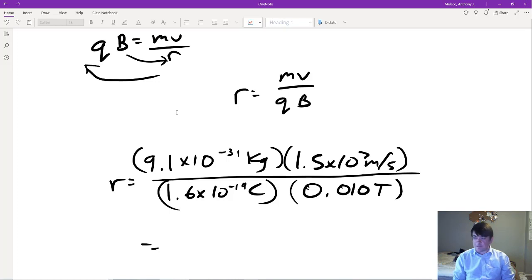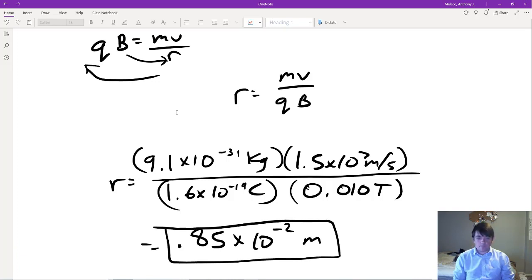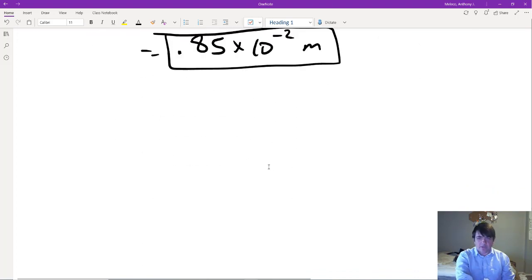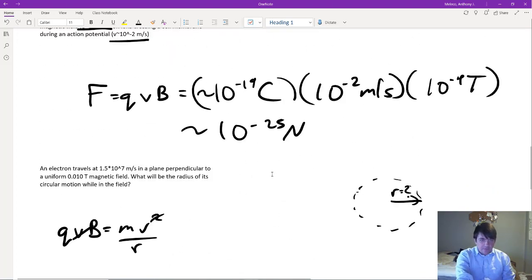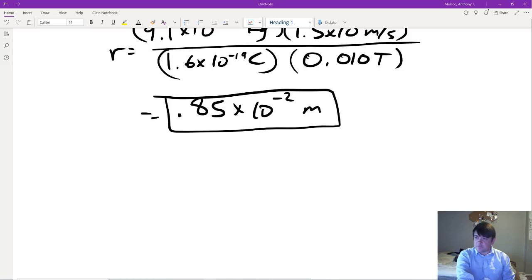And so when you put all that together, because we're looking for a radius, if you use kilograms, meters per second, Tesla, and Coulomb, all of the units will cancel except for meters, and so you're going to be given a radius in meters, which will be a relatively small radius of 0.85 times 10 to the minus 2 meters. Okay, so pretty small radius. We wouldn't really expect a large radius. We're talking about things that are really small, right? Like electrons and all of that.